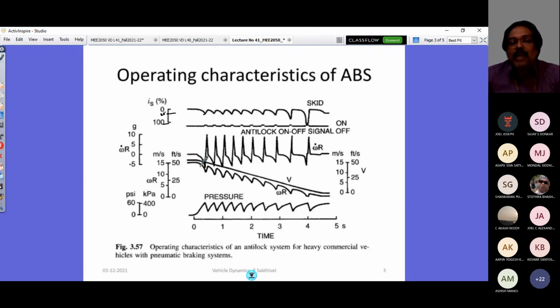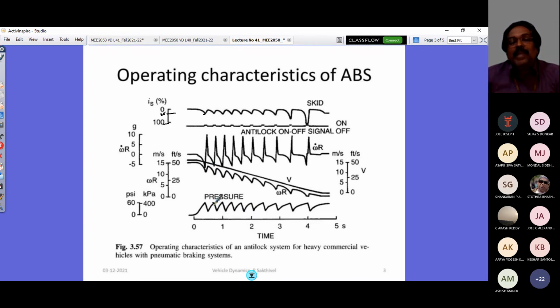So as the speed of your vehicle gradually decreases, the R omega value would be varying. The omega value is fluctuating because of this cyclic pressure variation, and it would be accordingly. So when the pressure drops, you see there will be an increase in omega. That's why this goes to this.